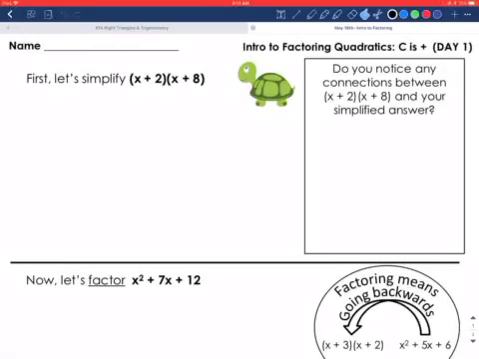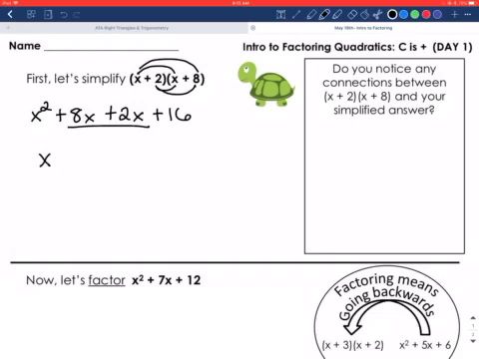All right, so intro to factoring quadratics. A quadratic is anything where you have x squared as your highest degree. So when we FOIL and multiply these out, we will have x times x, which will give me x squared, x times 8, which will be 8x, 2 times x, which will give me 2x, and 2 times 8, which will give you 16.